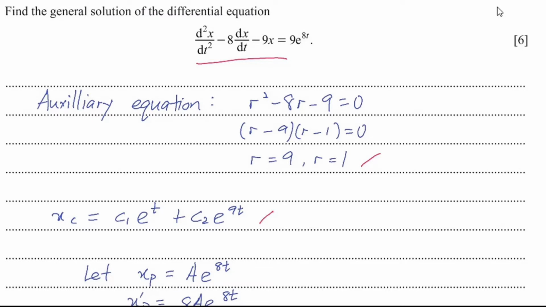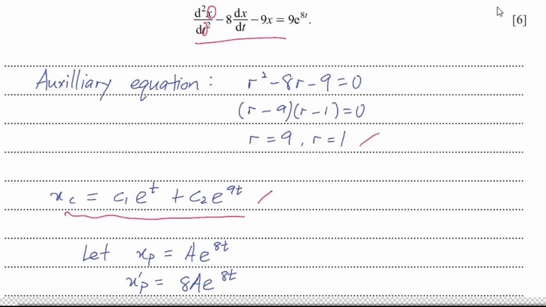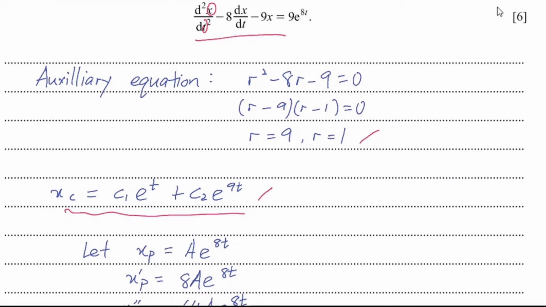So whenever we want to write this solution here, just be careful of the variables. Because this is x in terms of t, when we write the complementary solution here, it should be x in terms of t as well. So this is something that we should just recall. Okay, what is the form? So we have got the complementary already.